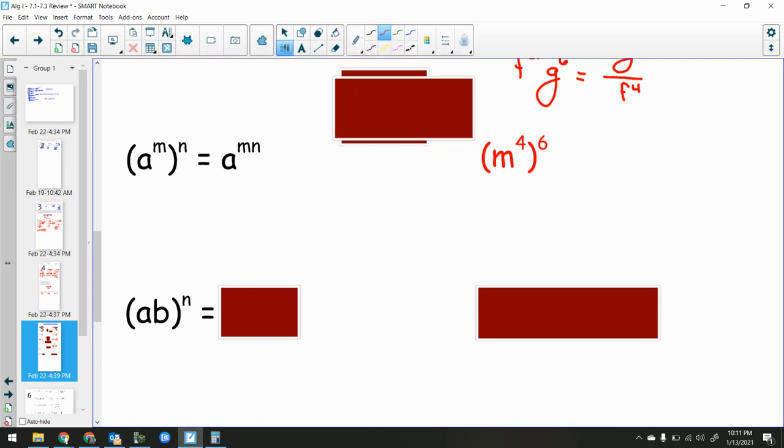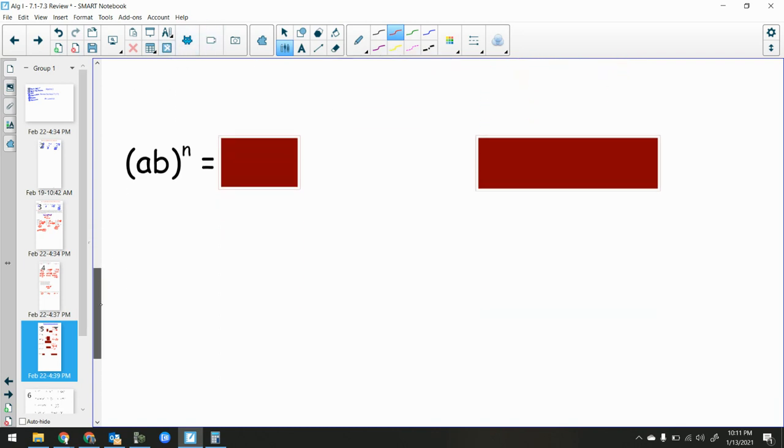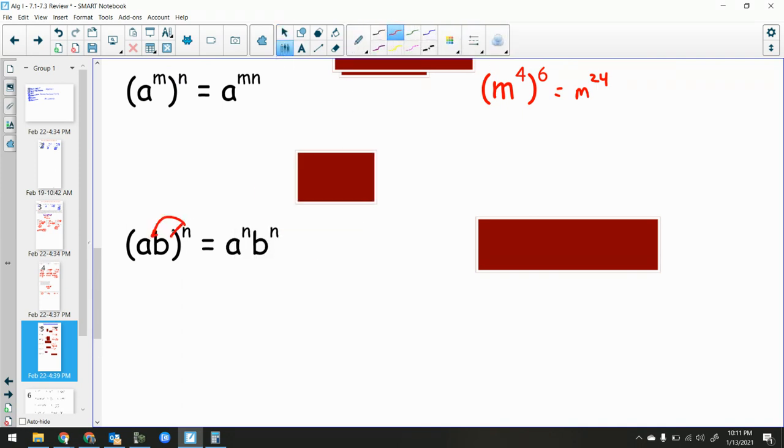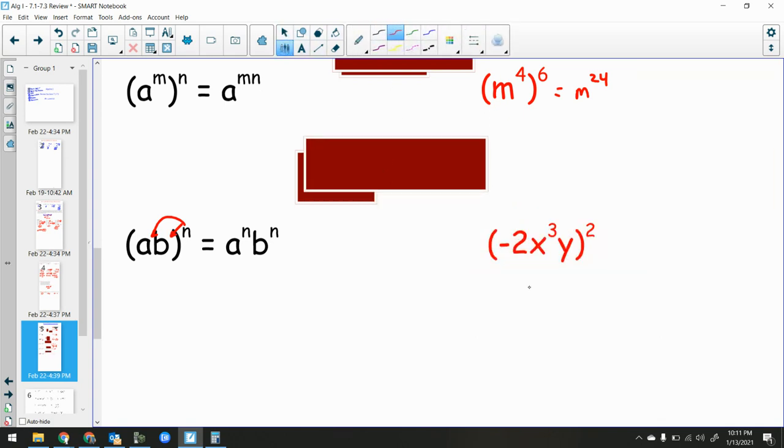And then so here's our example, m to the fourth to the sixth is m to the 24th. 6 times 4 is 24. And lastly here, when you've got a product, (ab) to the nth, it's a to the nth times b to the nth, and you distribute that exponent in. Okay, so for example here, you take negative 2 to the second power, you take x to the third to the second power, which is x to the sixth, and you take y to the second power. And then you reduce out, negative 2 squared is positive 4, and there's my answer.